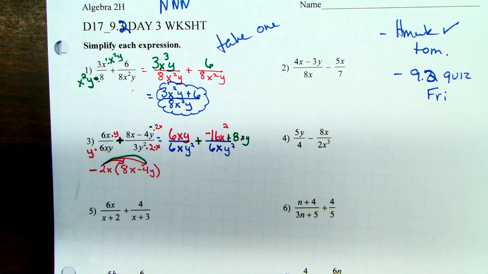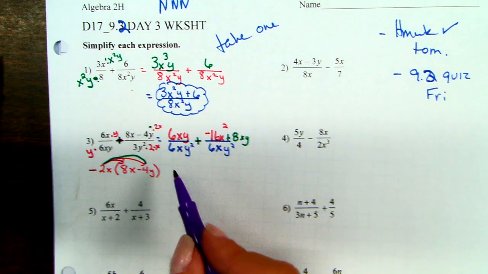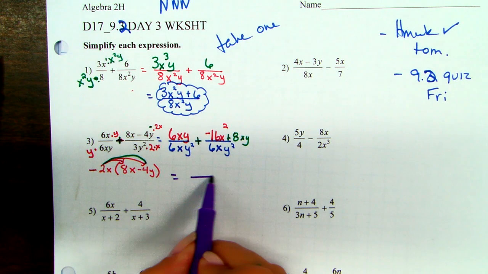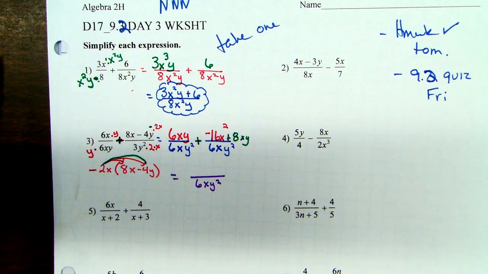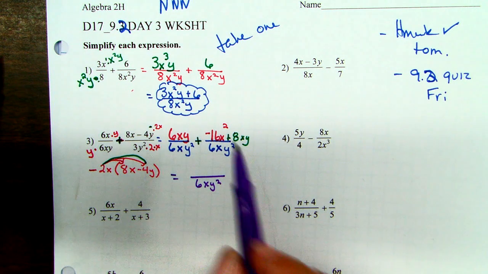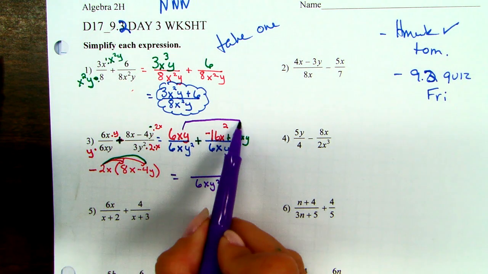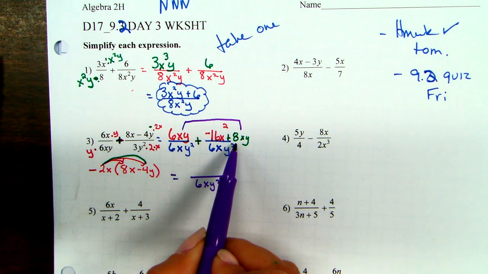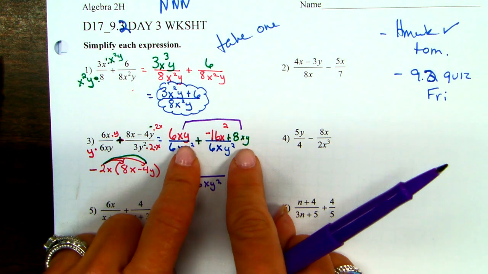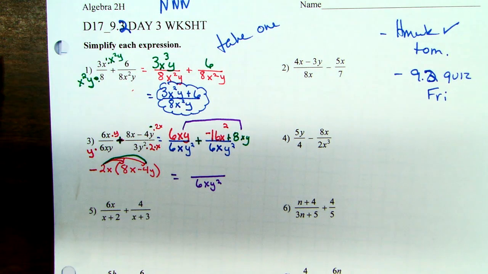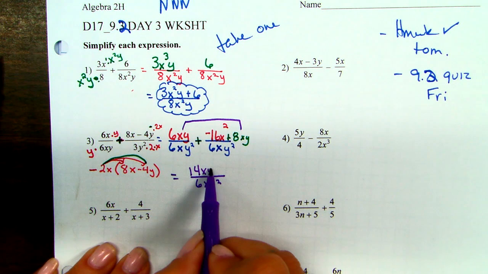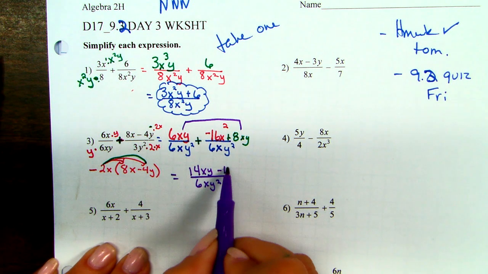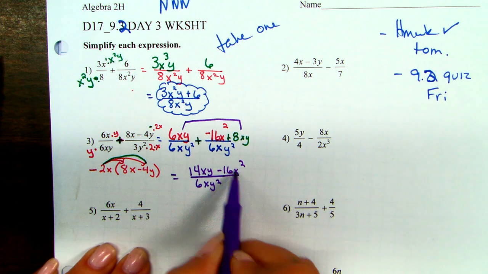There's a lot going on in that problem. But we're ready to write our final answer. So we're going to have 6xy squared on the bottom. Are there any like terms we can add? Yeah. 6 plus 8, because they have the same exact variables. They are like terms. Same variables, same powers. So 6 plus 8 is 14. And then minus 16x squared, because of the negative in front.